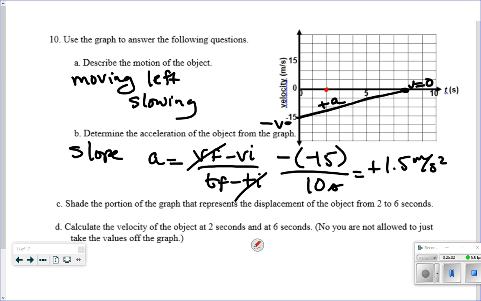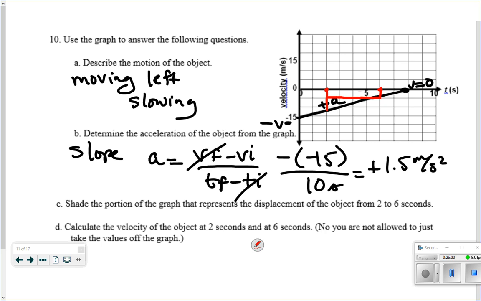From 2 to 6, and I want to know the area. Oh, looky, looky. We're going to have a trapezoid, which means we're going to need a triangle and a rectangle. Oh man, that's not even a great rectangle. I must have slid it just a little bit. It should actually be a rectangle all the way to here, but I think I'm a little off kilter with my maneuvering. So now that we've shaded that in, calculate velocity at 2 seconds and at 6 seconds.